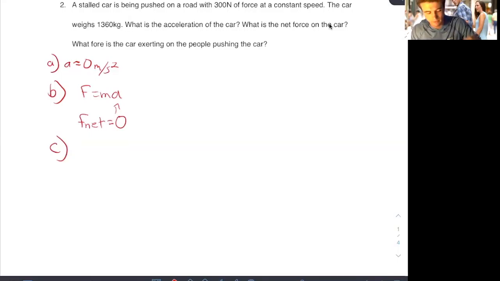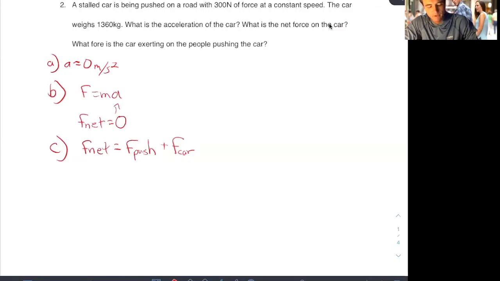Okay, and then C. For C, the third question, what force is the car exerting on the people pushing the car? We know that F net equals 0. So if we do our equation, F net equals the force of push, the force of people pushing, plus the force of the car pushing back, essentially. Force of the car pushing back on the people.